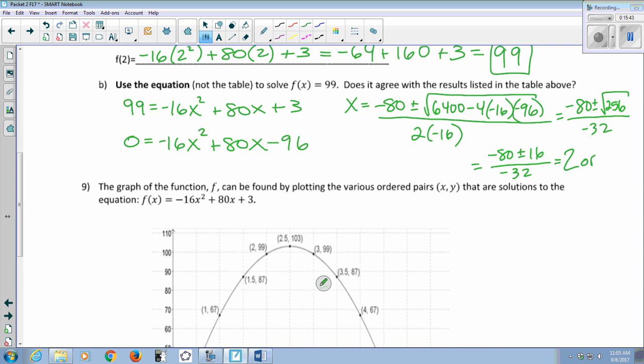And then I'm going to do the minus. So I've got negative 80 minus 16 divided by negative 32 is 3. So that's interesting. I was expecting the answer to be 2, but I ended up getting 2 and 3, right, as my x values that would give an output of 99.